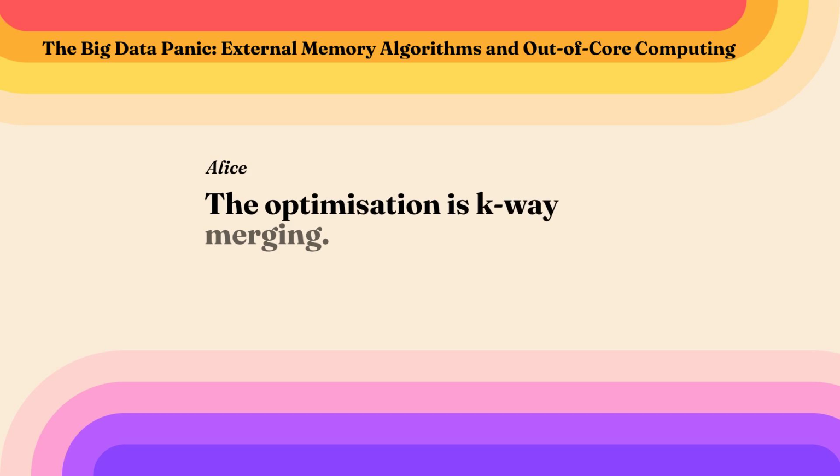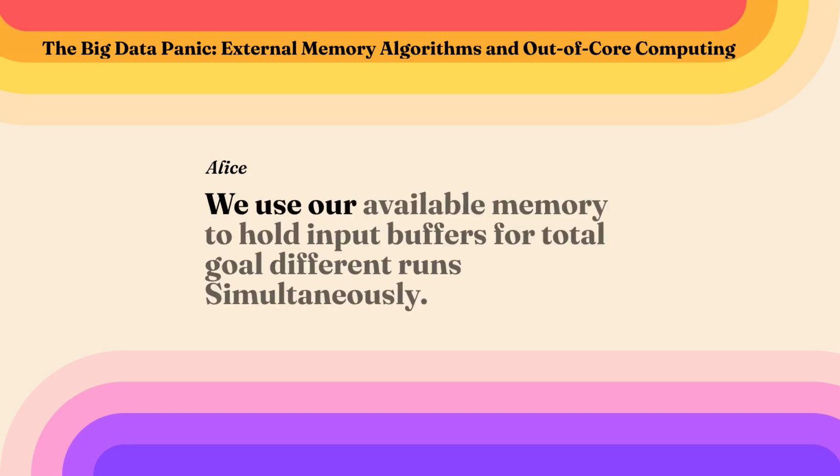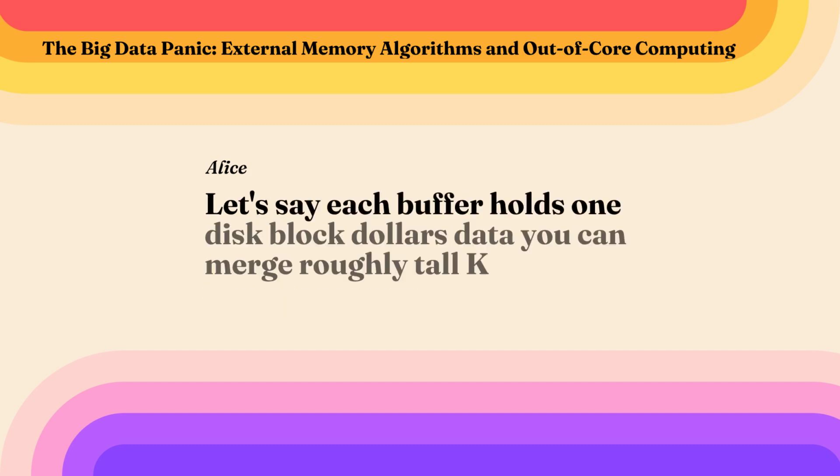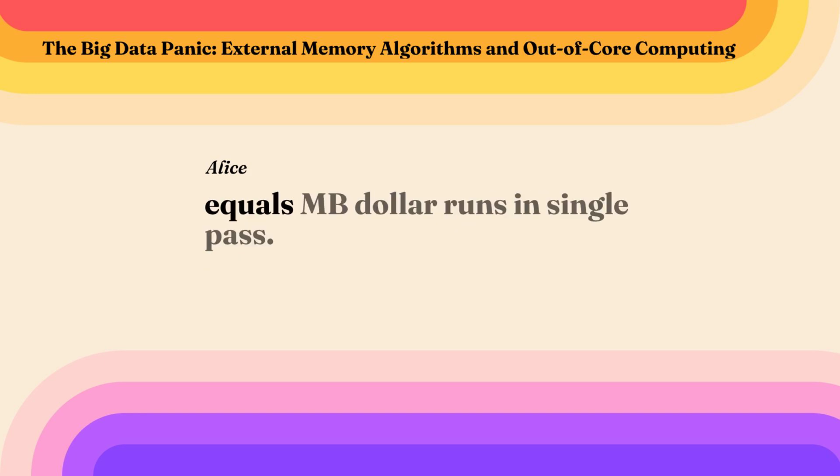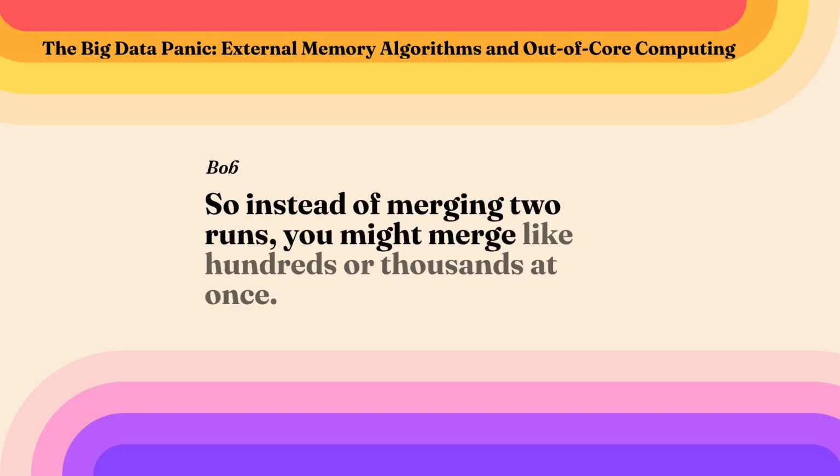The optimization is K-way merging. We use our available memory to hold input buffers for many different runs simultaneously. Let's say each buffer holds one disk block, B data. You can merge roughly k equals M/B runs in a single pass. So instead of merging 2 runs, you might merge hundreds or thousands at once.